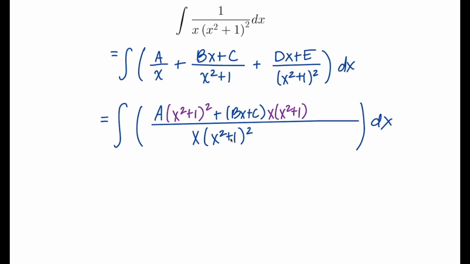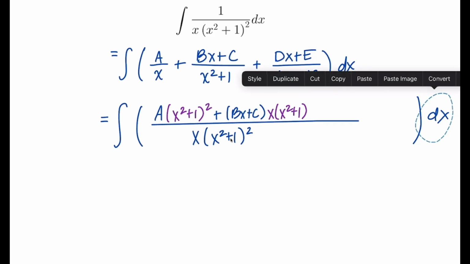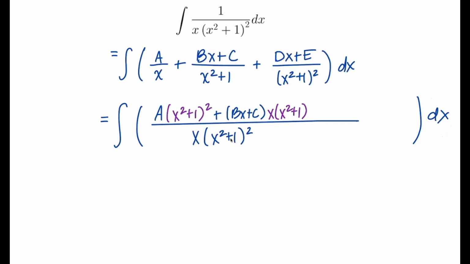And then now, oh, I didn't give myself enough space. So the last part is going to have to get multiplied by an extra copy of x. So we have dx plus e, and it already has 2 copies of x squared plus 1. It's just missing the x.